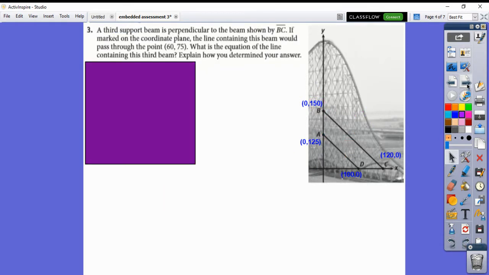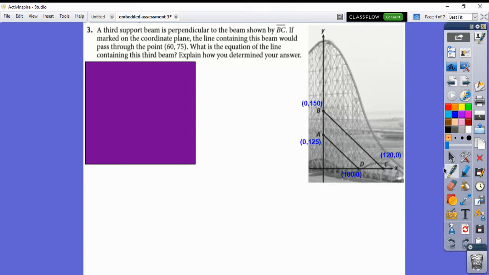All right, let's look at number 3. A third support beam is perpendicular to the beam shown by segment BC. If marked on the coordinate plane, the line containing this beam would pass through the points (60, 75). What is the equation of the line containing this third beam? Explain how you determined your answer.